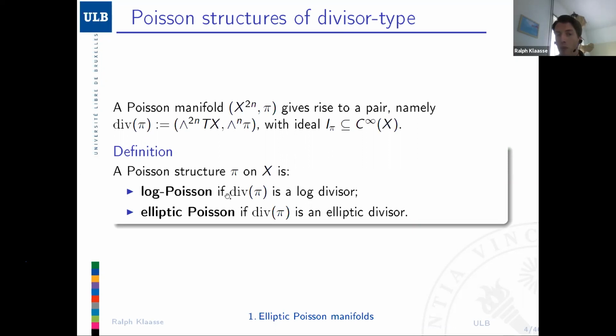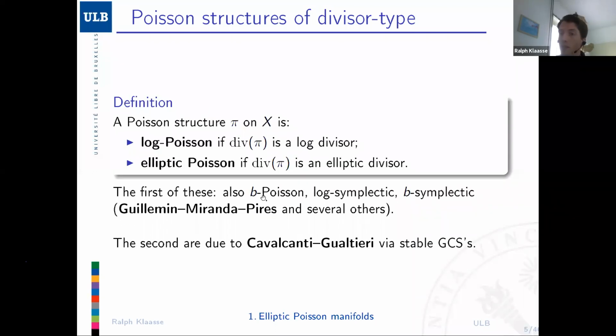They get the log Poisson condition by demanding it's a log divisor, and the elliptic Poisson if it's an elliptic divisor. Okay. Now, the first of these might be familiar to you under different names. They're also called b-Poisson or log symplectic or b-symplectic. The reason I call it like this is because it's more consistent in my opinion with the other ones. And it's just saying it's a Poisson structure with a certain type of degeneracy. Namely, its divisor is of log type.